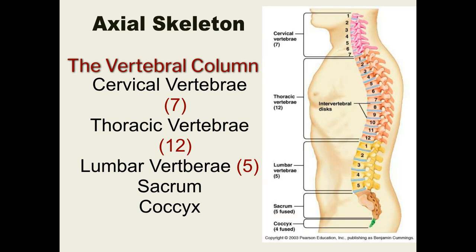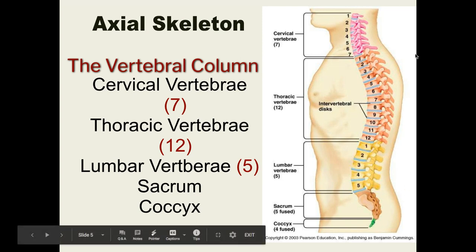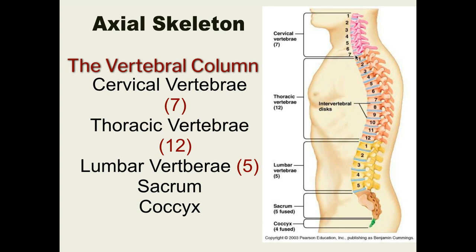A good way to remember the numbers, I'm not necessarily going to test you on the numbers, but a lot of you guys had expressed that you're moving on to medical careers potentially, so a good way to remember the numbers is moving from top to bottom. You have breakfast at 7, so there's 7 vertebrae in the cervical column. You have lunch at 12, so there's 12 vertebrae in the thoracic column. And then you have dinner at 5 in the lumbar vertebrae.